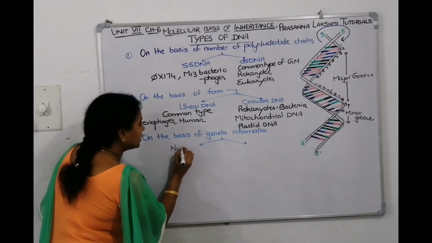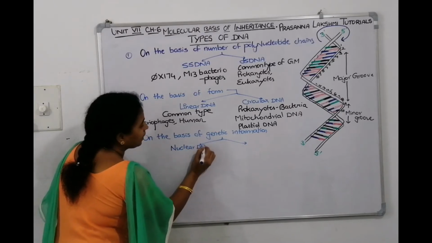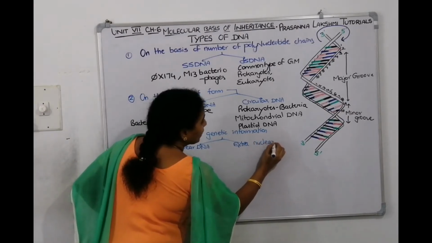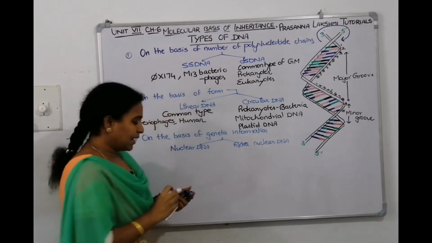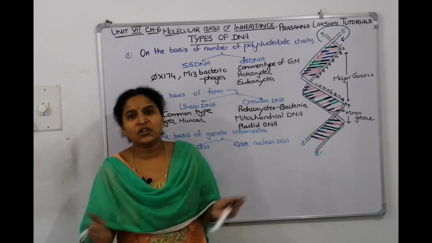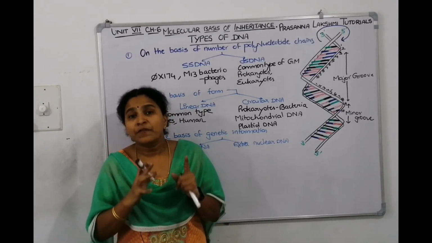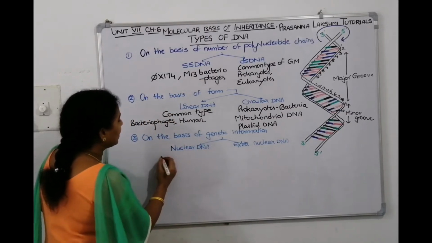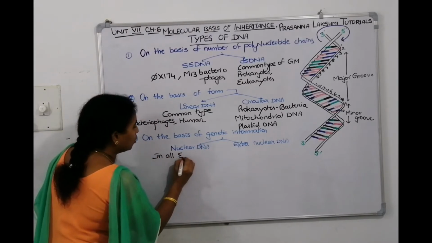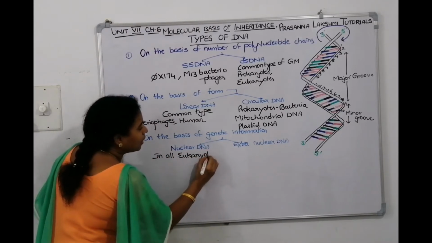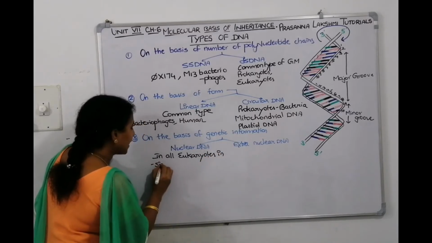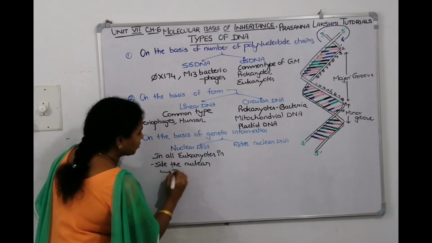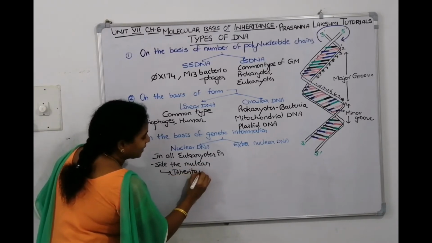Let's go. One is nuclear DNA and the other one is extranuclear DNA. Nuclear DNA is present in all the eukaryotes. Inside the nucleus, we have a chromatin network, we have chromosomes that are responsible for inheritance, called nuclear DNA. So where do you find nuclear DNA? In all eukaryotes, inside the nucleus. We have nuclear DNA which is responsible for inheritance of genes.